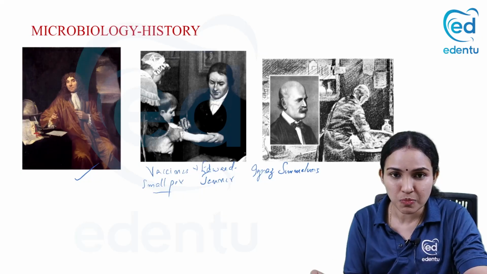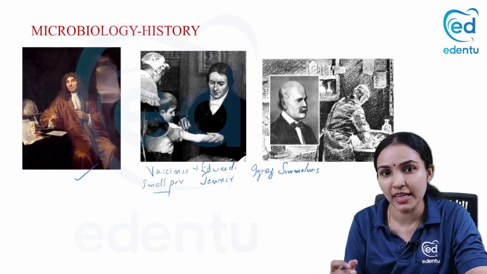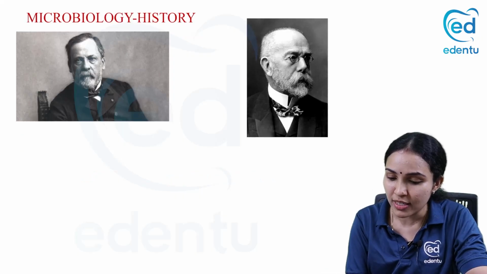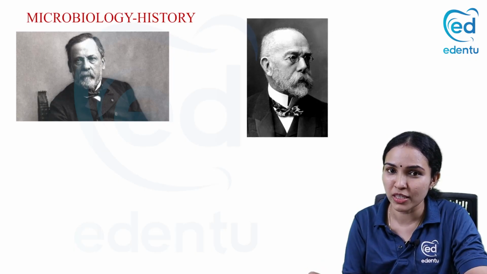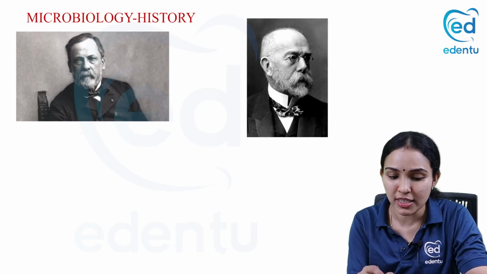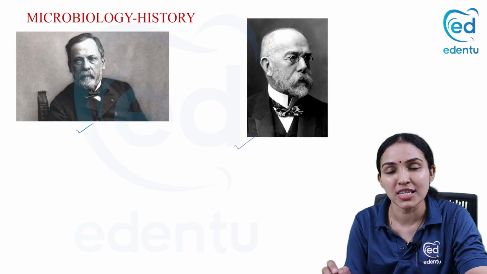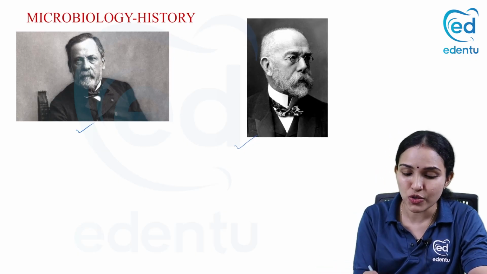Now with these people, please remember Anton van Leeuwenhoek, who discovered the microscope, Edward Jenner, vaccine, and Ignaz Semmelweis, who introduced hand washing. Now we move on to the most important personalities of microbiology, which you all may be knowing. The first person is called the father of microbiology, and the second person is called the father of bacteriology or modern microbiology. So who is the first person?